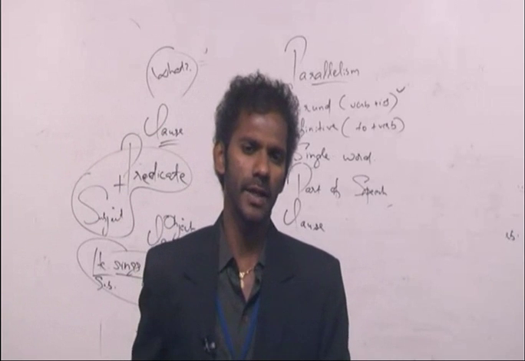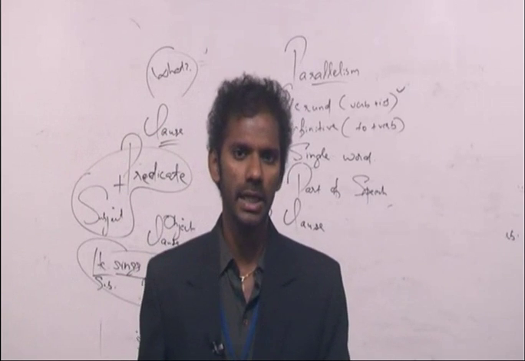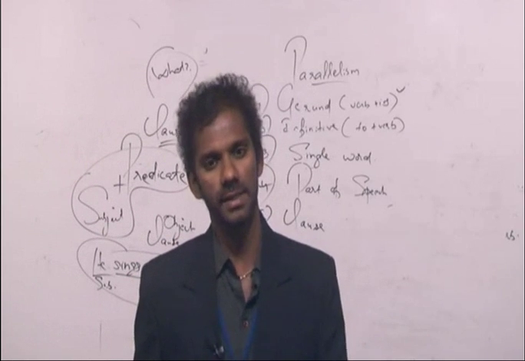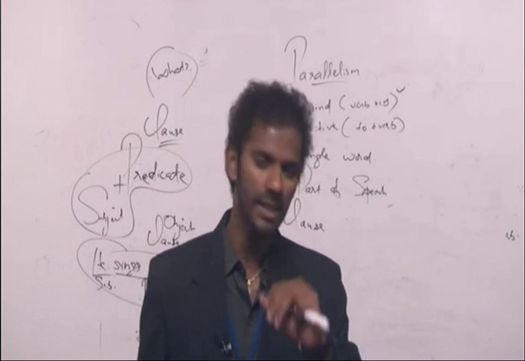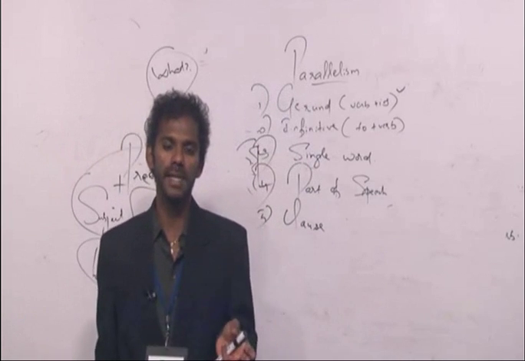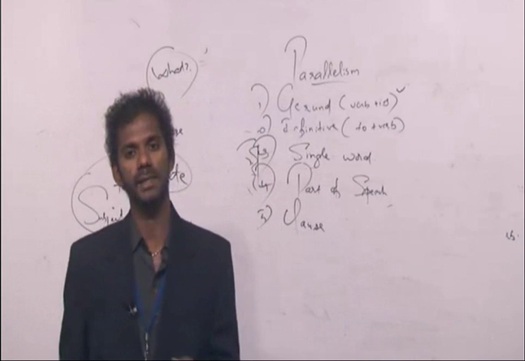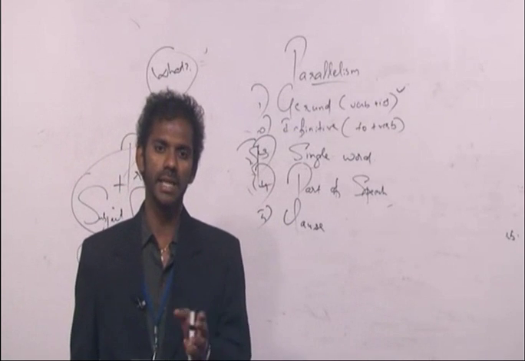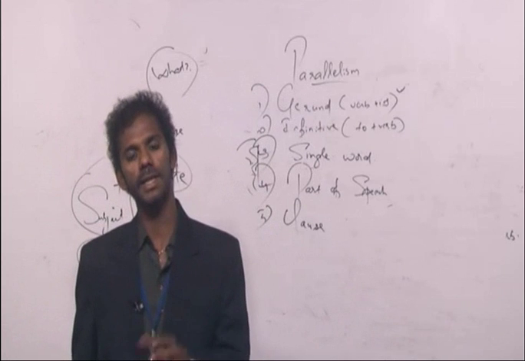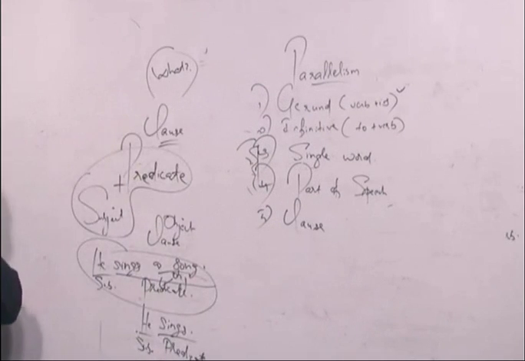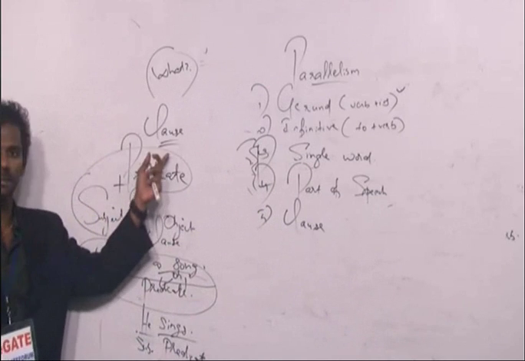Now the only difference between a sentence and a clause is that a sentence always makes a complete sense, whereas a clause may make a complete sense or an incomplete sense. That is the only difference. I'll give you more examples anyways. Clear? Fine. So a part of a sentence containing a subject and a predicate is termed as a clause.